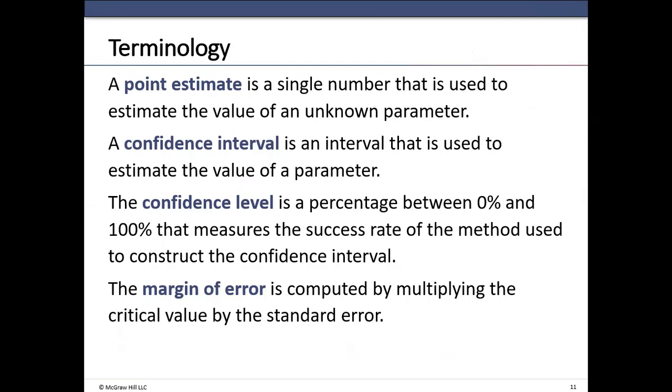What is the meaning of that? The meaning is, if we collect sample data 100 times and construct 100 confidence intervals using that formula, out of those 100 intervals, 95 intervals will contain the actual population mean. The remaining 5 will not. And my success rate is 95%. That is my confidence level. And what is the margin of error? It is the critical value multiplied by the standard error.